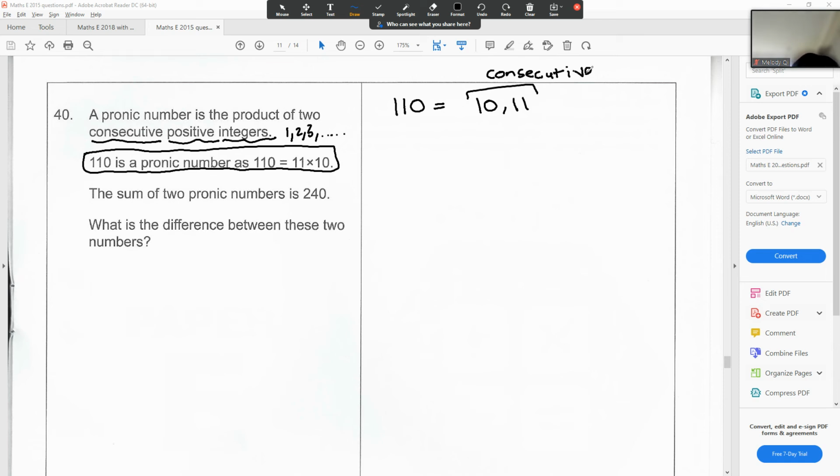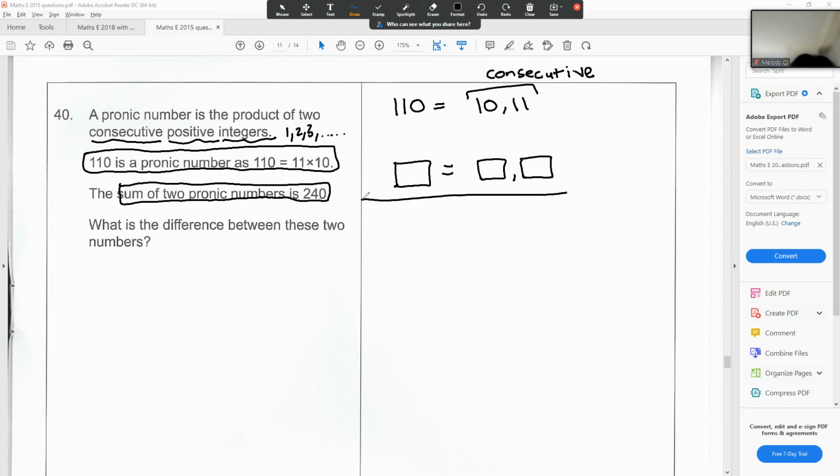And when we multiply it, we get 110. Then it says the sum of two pronic numbers is 240, right? So if I had another number here, which is also multiplied by two consecutive numbers, and I added it up, it'll add up to 240.